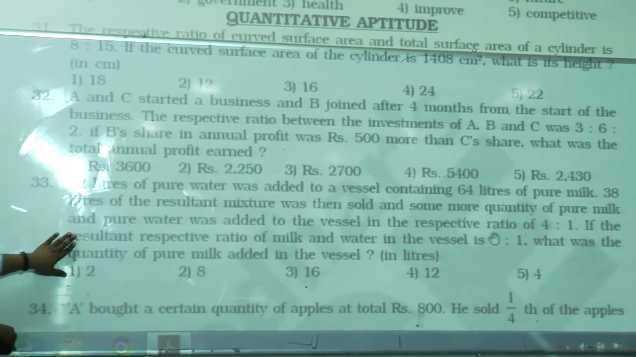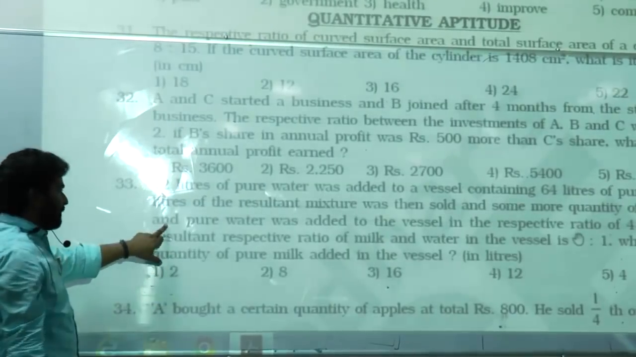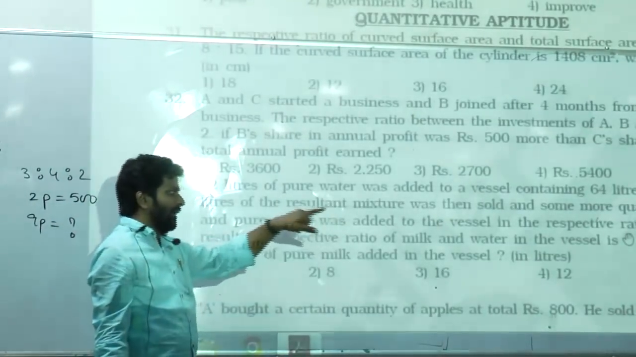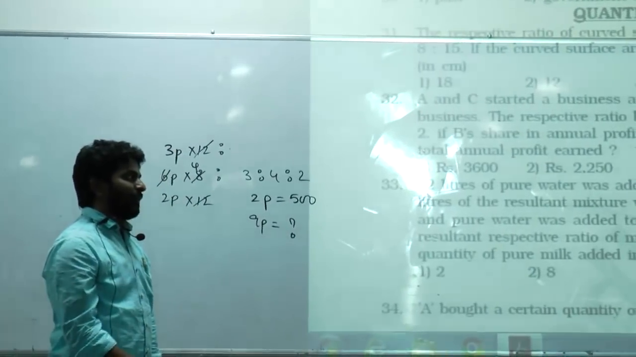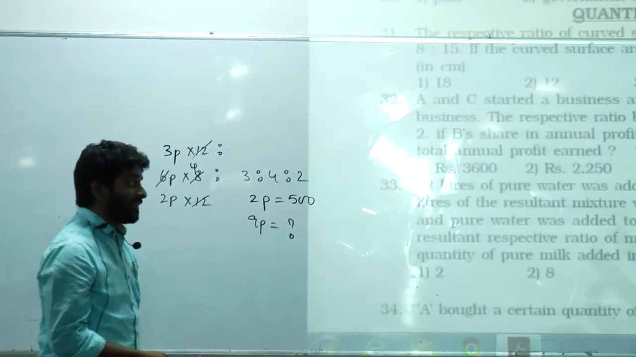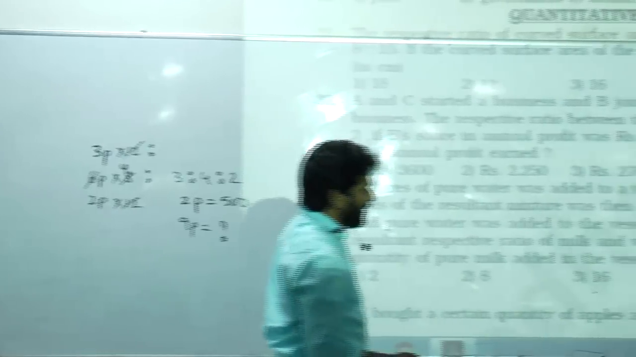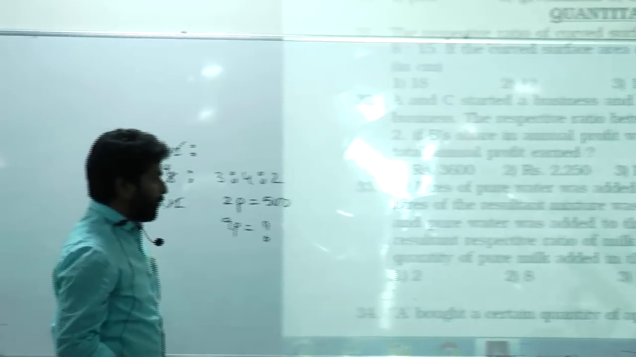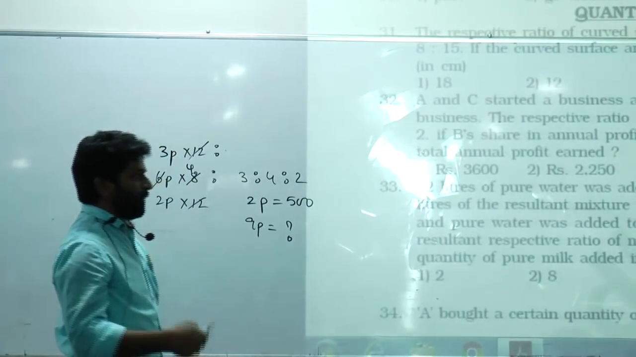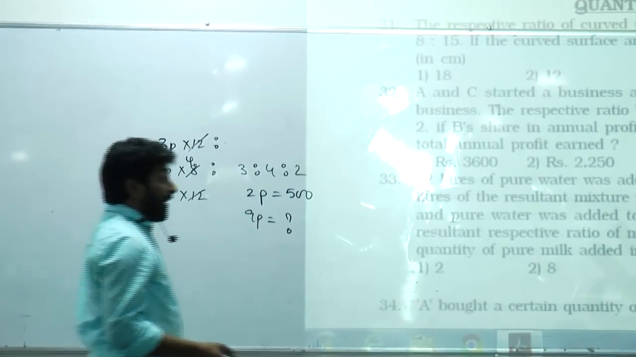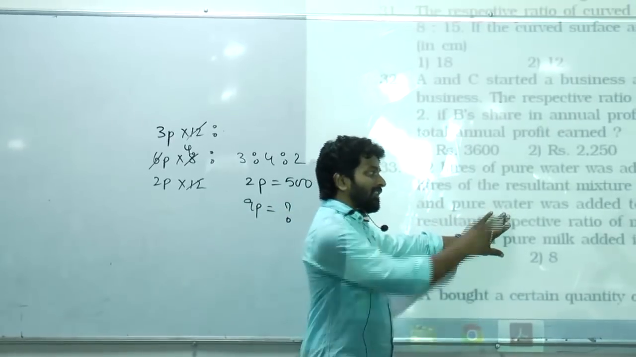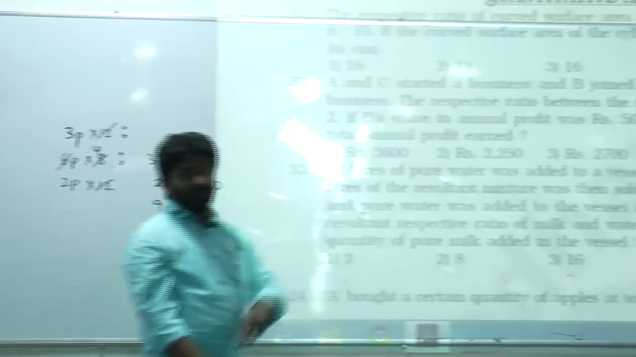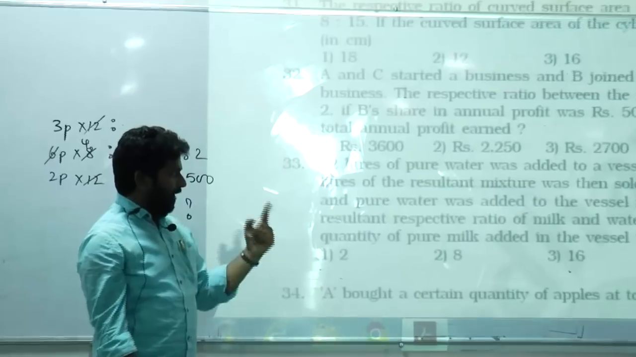Then some more pure milk and pure water were added to the vessel in the respective ratio 4:1. If the resultant ratio of milk and water in the vessel is 5:1, what was the quantity of pure milk added in the vessel? Now we have added pure milk and pure water in the respective ratio 4:1. So the answer should be a multiple of 4. All are multiples of 4, right?